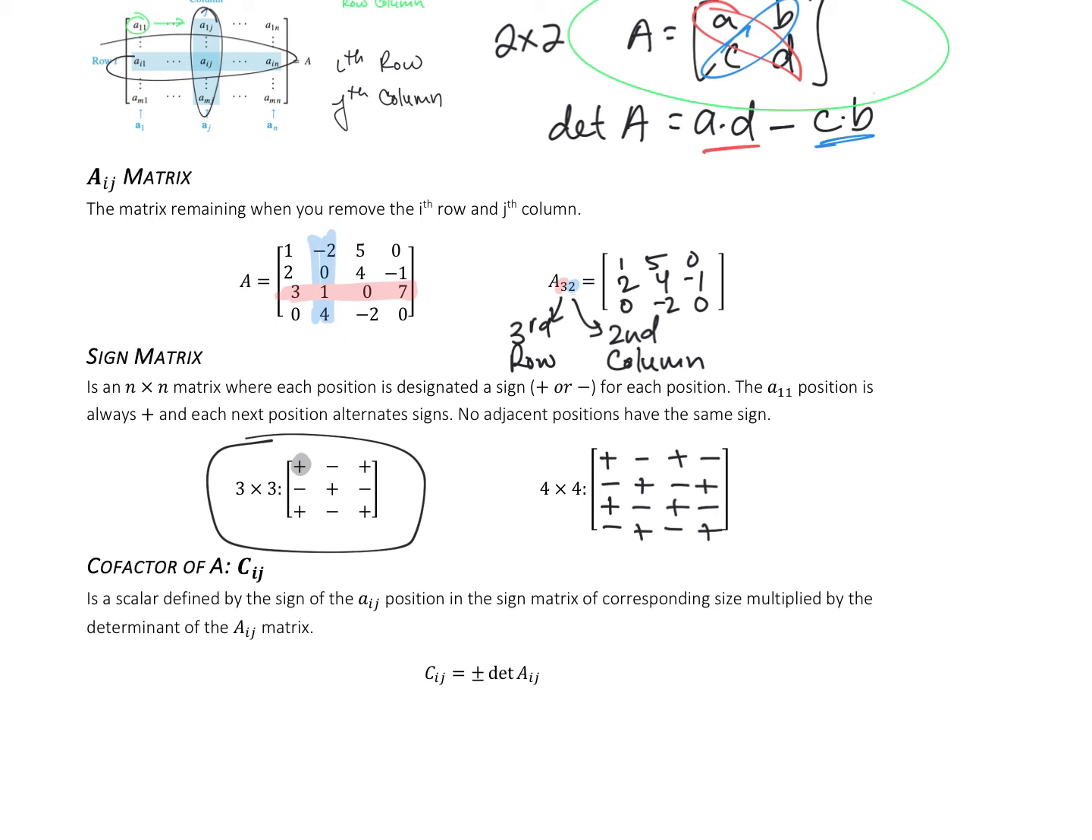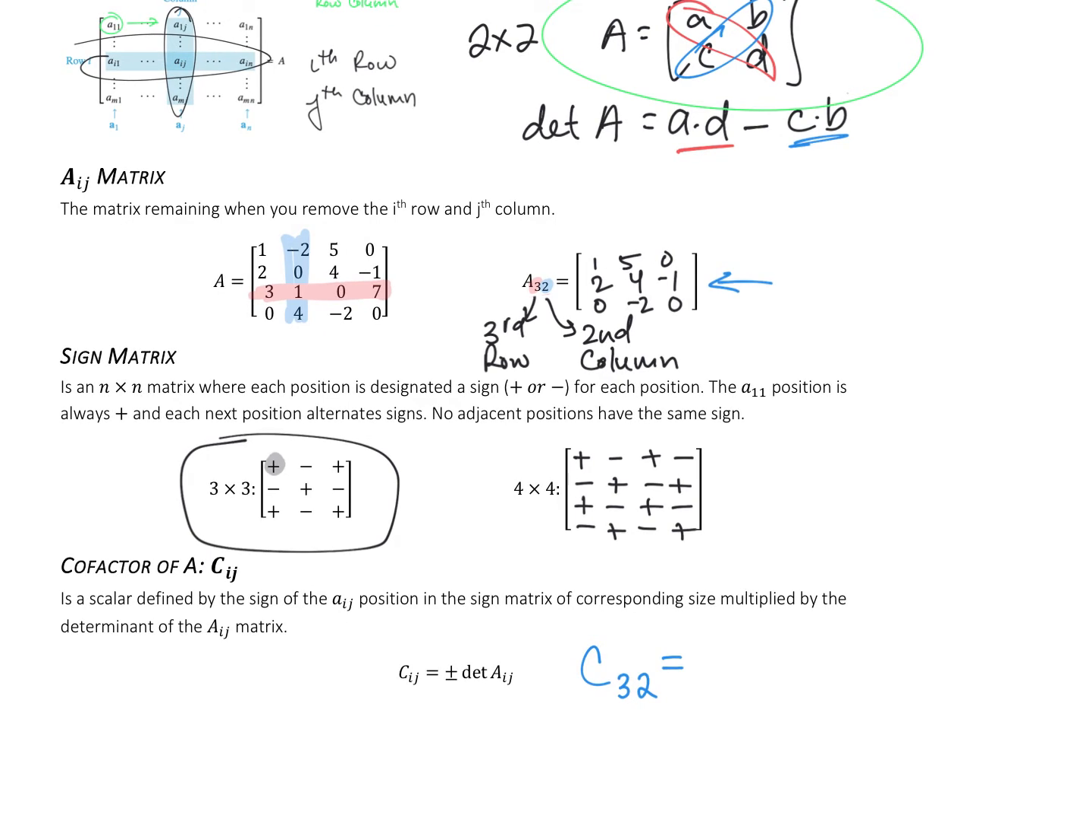So if we sort of use this idea up here, we already have the A32 column. So if I wanted the cofactor of 32, this would equal, so I need to go find the sign. This was a 4 by 4 matrix.